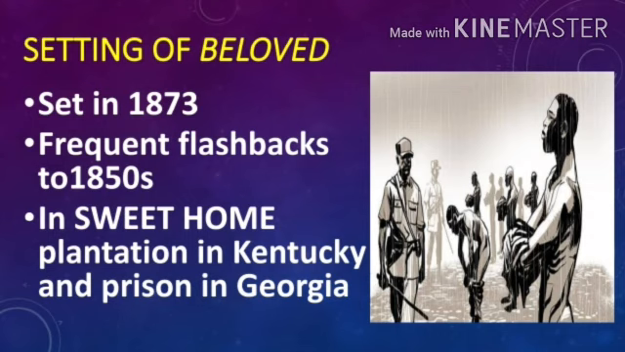The setting of the novel Beloved. The novel was set in 1873 with frequent flashbacks to the early 1850s in the Sweet Home plantation in Kentucky and the prison in Georgia. Kentucky is a U.S. state in the southern region of the country. Sweet Home in Kentucky in the novel was run by a cruel man known as Schoolteacher, who allowed his nephews to brutalize Sethe while he took notes for his scientific studies of Black people.